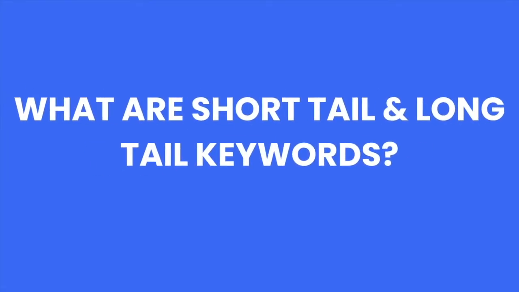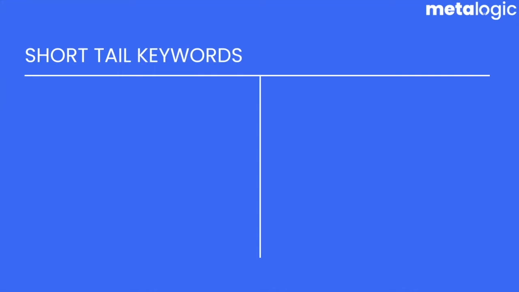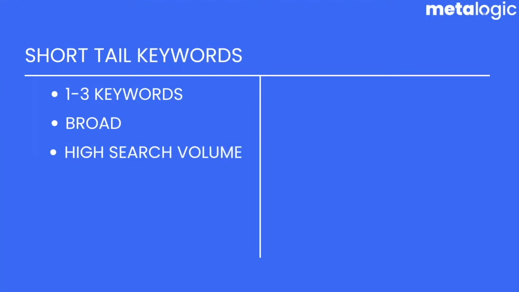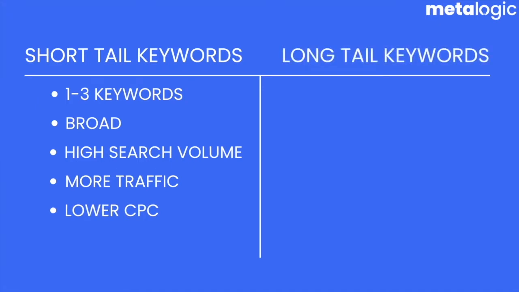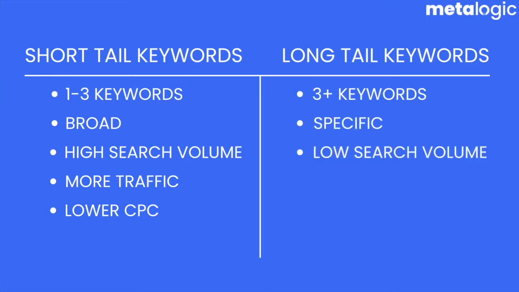So what exactly are short tail and long tail keywords? Short tail keywords are keywords made up of 1 to 3 general terms that cover a broad topic. These keywords typically have a larger search volume, generate more website traffic, and typically cost less than long tail keywords. On the other hand, long tail keywords are keywords that contain 3 or more words that typically define a specific topic, generate a lower amount of search volume, less traffic, and actually cost more than its counterpart.